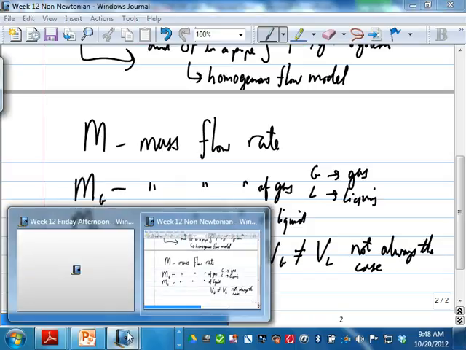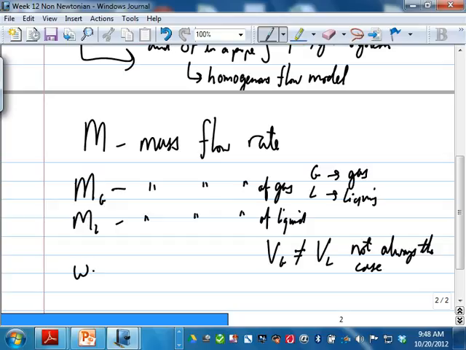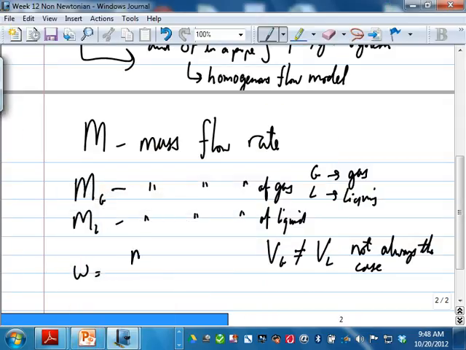Okay, so what's the next one? W, quality or mass fraction. W is normally quality of gas, isn't it? Mg over Ml plus Mg. So I think in your thermodynamics, they call this X, isn't it? Quality. Here they call it W, just to confuse you.